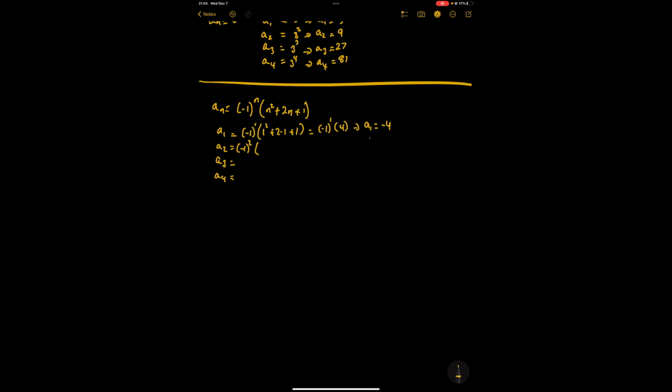right? And then you have 2, right? 2 squared plus 2 times 2 plus 1. So you have negative 1 squared. Negative 1 squared is going to be positive 1. That would be 1 times 2 squared, which is 4, plus 2 times 2, which is 4, plus 1. So 4 plus 4 plus 1 equals 9. So a2 equals 9.